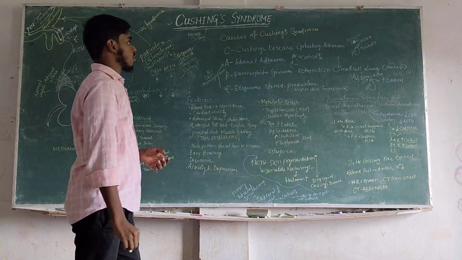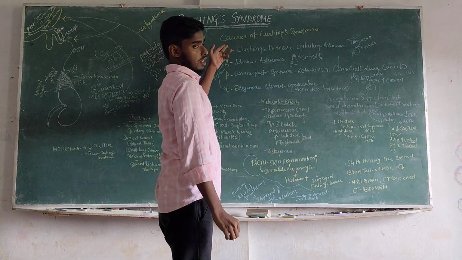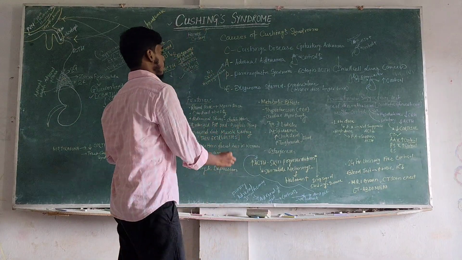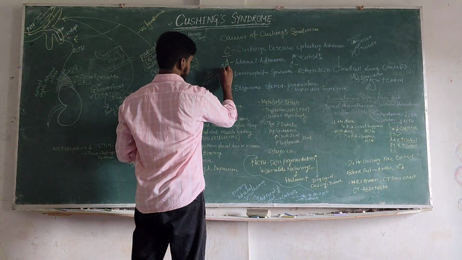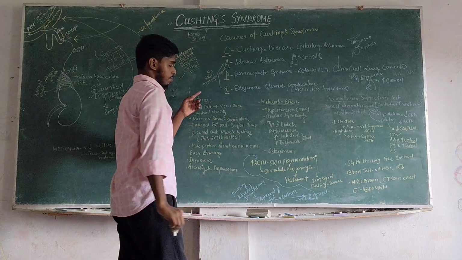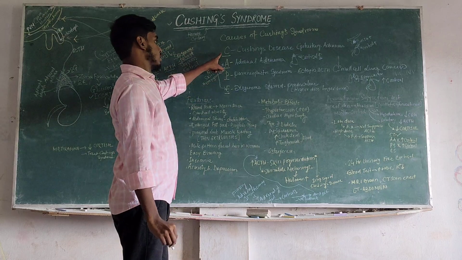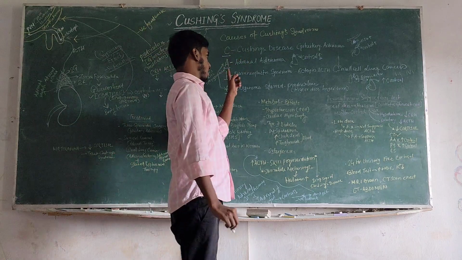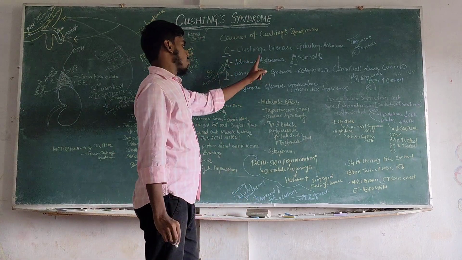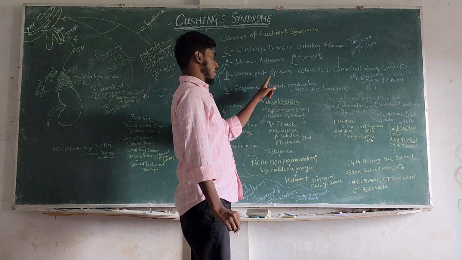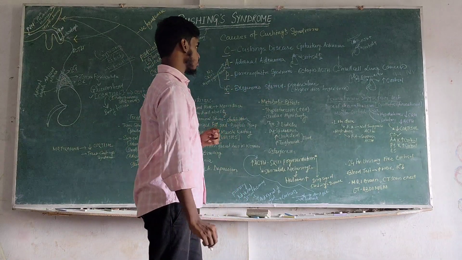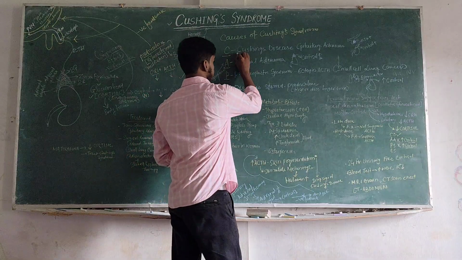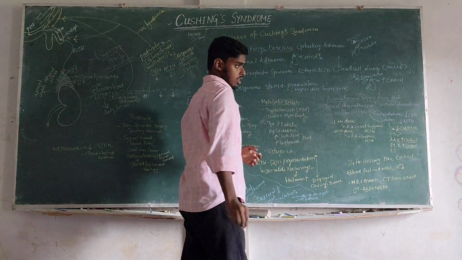So next part, what are the causes of Cushing syndrome? We can take a short trick: CAPE, or CAP. C for Cushing's disease, A for adrenal adenoma, P for paraneoplastic syndrome, and E for exogenous steroids. So let's discuss Cushing's disease.